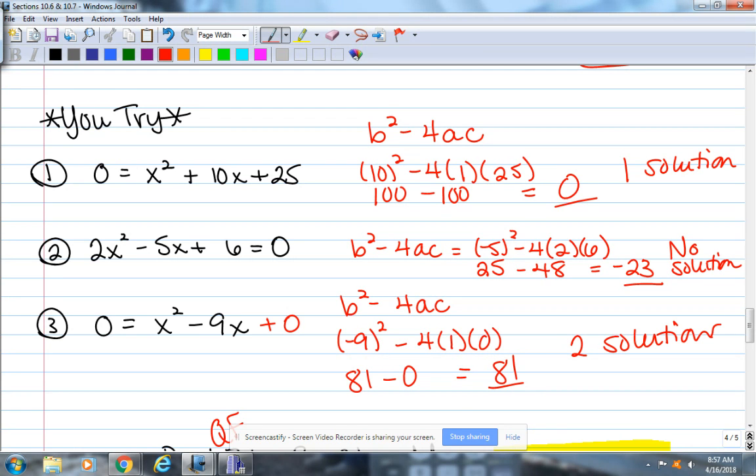Any questions on how to find a discriminant? So that concludes our lesson for today, and it also concludes the material for Chapter 10.